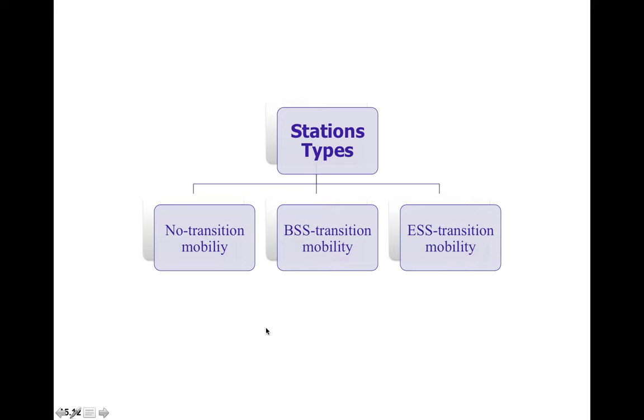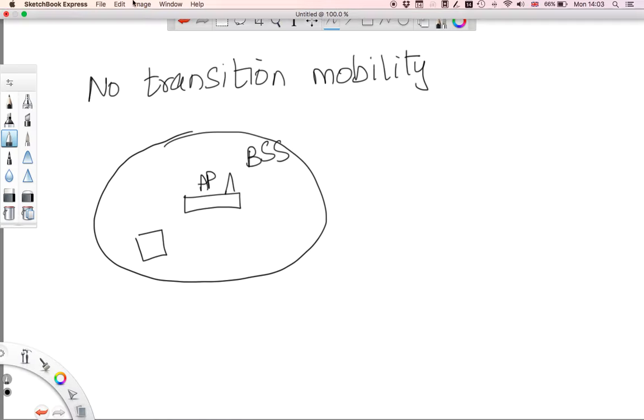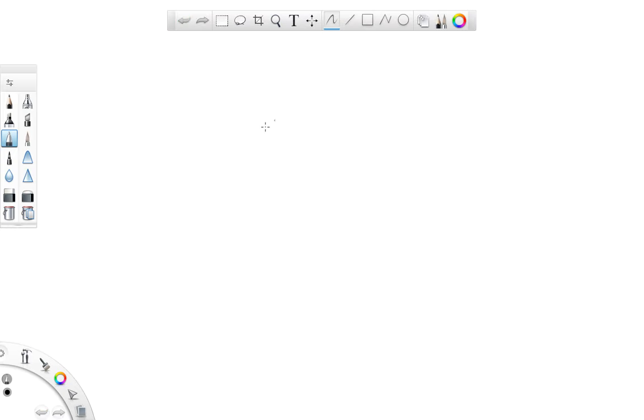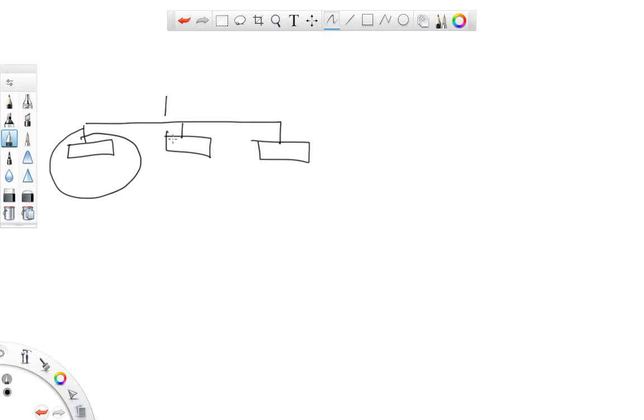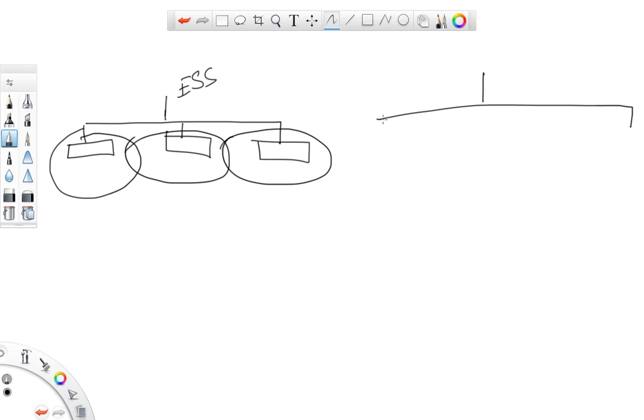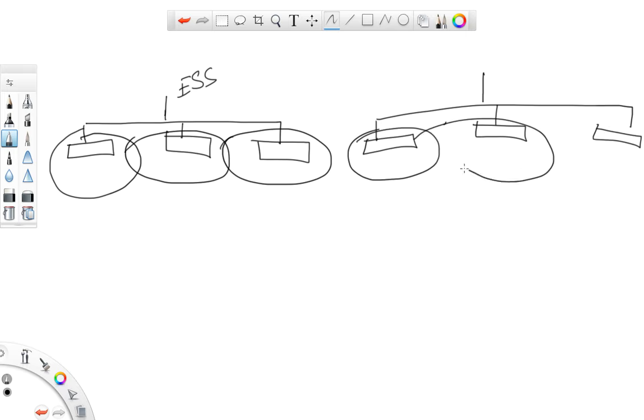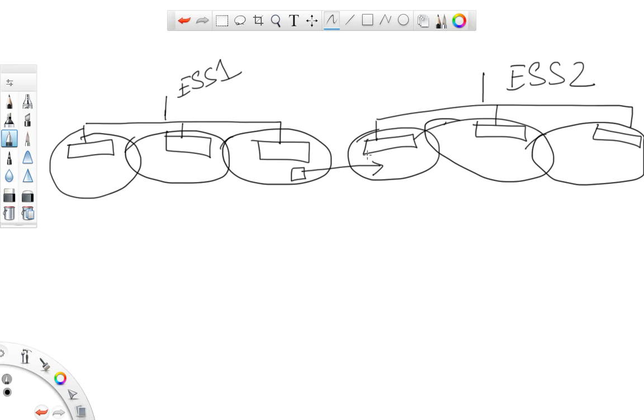Then we have ESS transition mobility. What does that mean? In ESS transition mobility, we have one ESS, with access points and their own basic service sets. So this is one ESS, and you could have another ESS in here. And you have the device moving from one ESS to another ESS. Got this? So you're changing the ESS now completely.